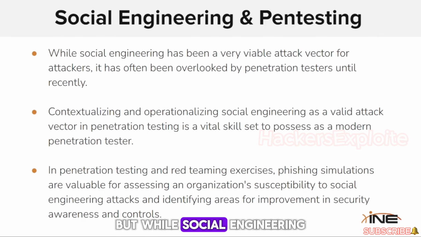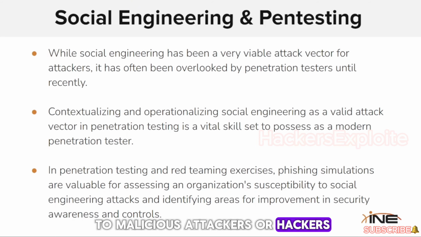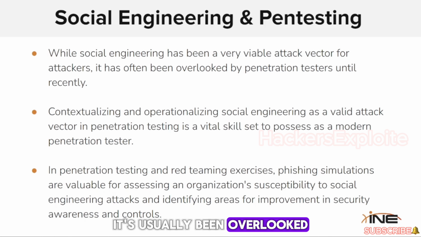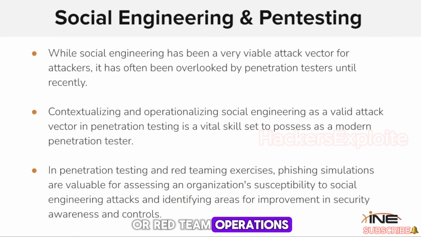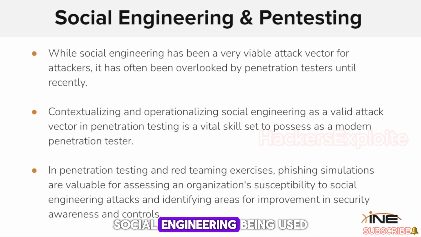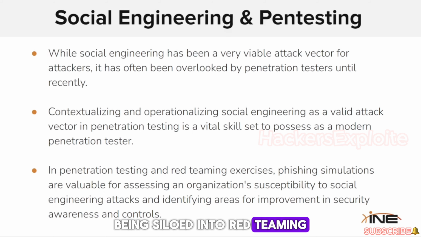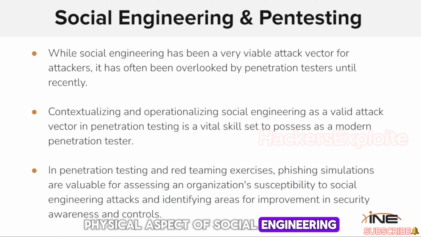But while social engineering has been a very viable attack vector for attackers, and now I'm referring to malicious attackers or hackers, or threat actors, nation state sponsored groups or APT groups, it's usually been overlooked by penetration testers until very recently, and really taken up in red team engagements or red team operations. You'll rarely see social engineering being used during a pen test. It's really, for some reason, been siloed into red teaming or traditional red teaming. I think it all comes down to the physical aspect of social engineering.